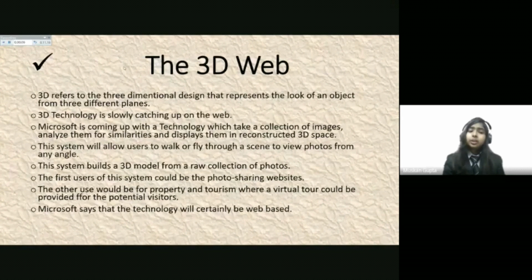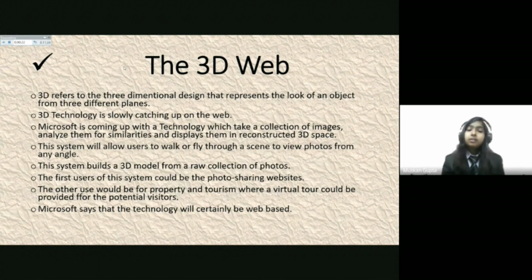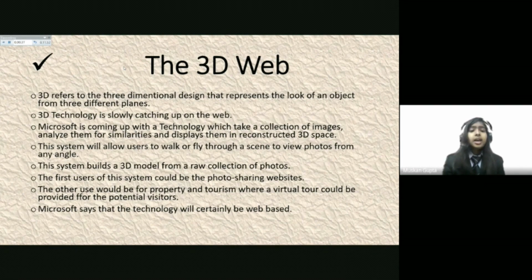Now, the 3D web. As we all know, 3D stands for three dimensional. Here, the 3D refers to the three-dimensional design that refers to the look of an object from three different planes. 3D technology is slowly catching up on the web. Microsoft is coming up with a technology which takes a collection of images, analyzes them for similarities and displays them in a reconstructed 3D space.